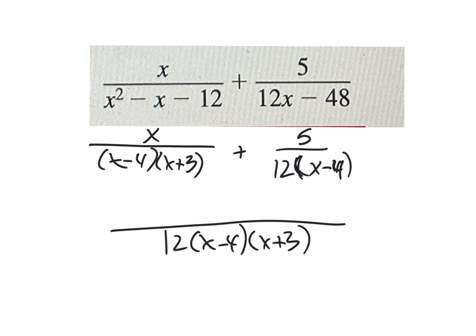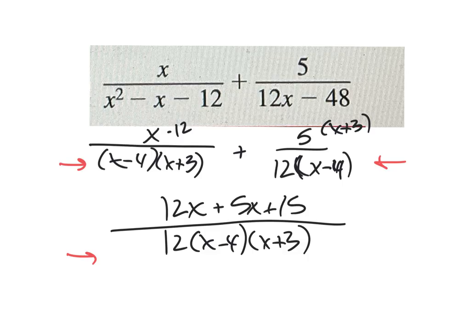So that's my LCD. I'm going to ask myself the same question. What does that need to become that? Or what is it missing? And it's missing a 12, which means I'm going to multiply the numerator by 12, and I get 12x. I'm going to ask the same question over here. What does it need? It's just missing the x plus 3. So I'm going to do the 5 times the x plus 3, and that would give me 5x plus 15. So my numerator is going to be 17x plus 15 over my denominator.